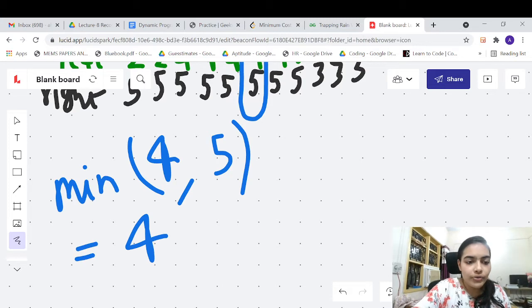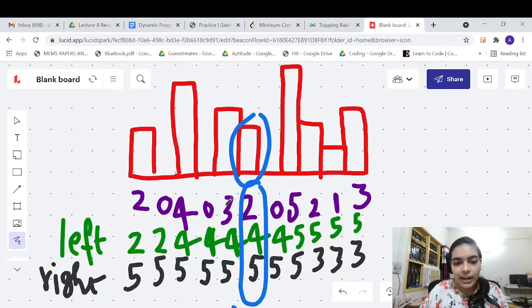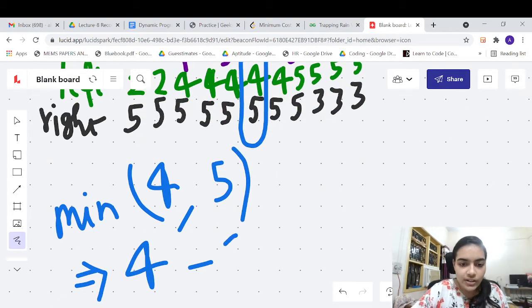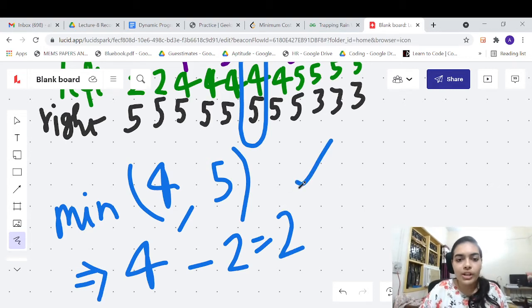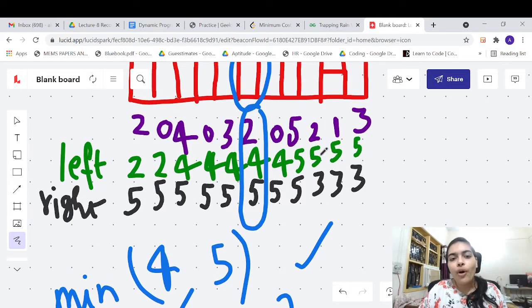Now from 4 you subtract the height of the current bar. Bar is having height 2, so 4 minus 2 is 2. So 2 is your answer for this particular block. Do the same thing for all the blocks.